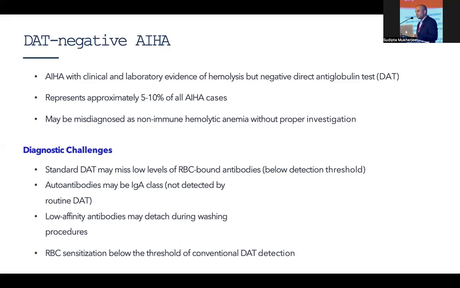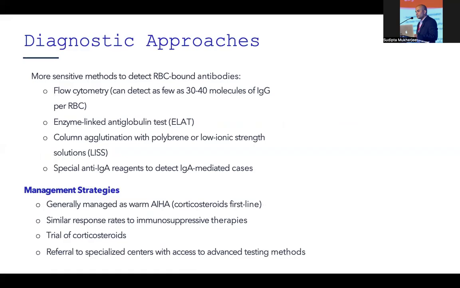So if you're suspecting autoimmune hemolytic anemia, then a more detailed investigation is needed in this group. Why are these tests negative? Because the standard DAT may miss a low level of RBC-bound antibody that is below the detection threshold. Autoantibodies may be of IgA class, so not detected by the conventional DAT. Low affinity antibodies may detach during the washing procedure, and the RBC sensitization may be below the threshold of conventional DAT detection.